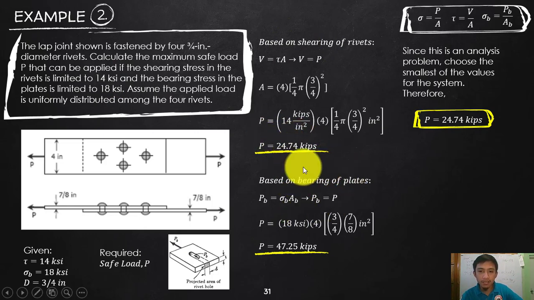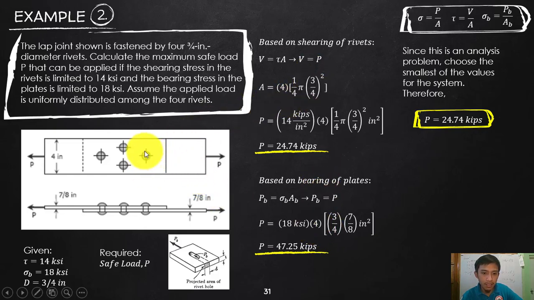How about the bearing? The failure of bearing will happen on the plate because of tearing. It might tear within the contact of the rivets in the plate. Again, the formula is given on top. So playing around with that, what is the force P? That is your P sub B, which is the same as your force P. The strength for the bearing is 18 ksi, and the area of the bearing is the projected area, but we will still be using the diameter, which is 3/4.